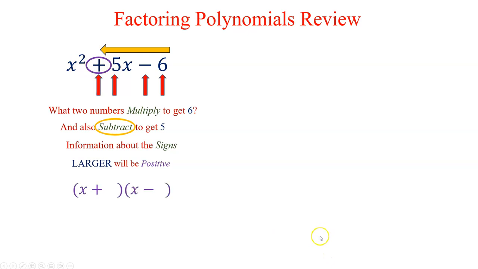So again, I could set up my answer. My recommendation is always putting the larger first. You said the larger was going to be positive, so I put the positive first. So now, two numbers that multiply to get 6 and subtract to get 5 happen to be 6 and 1. 6 will go first, 1 will go second. So now I have a complete answer.